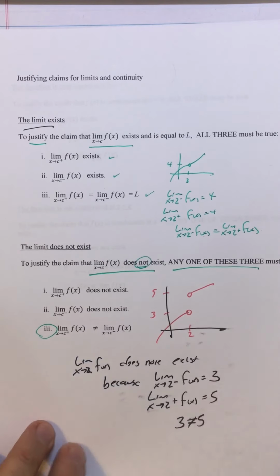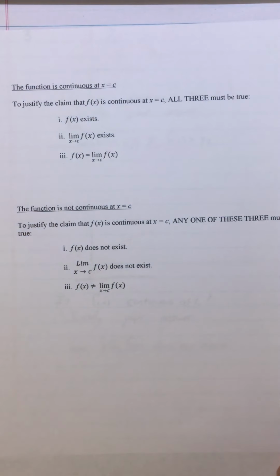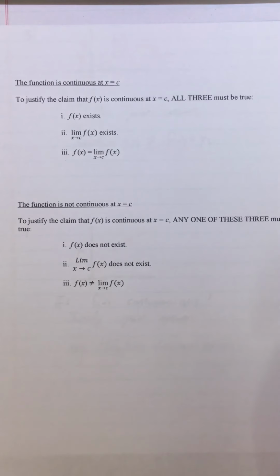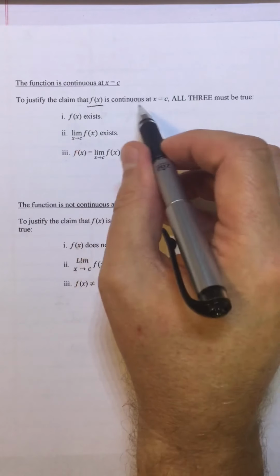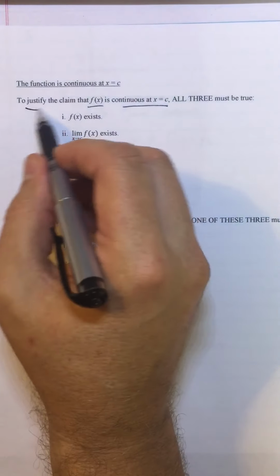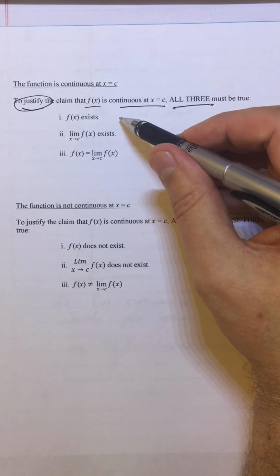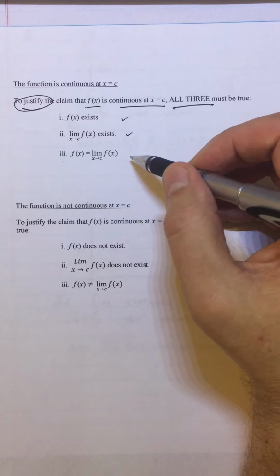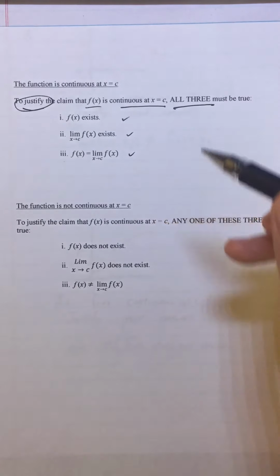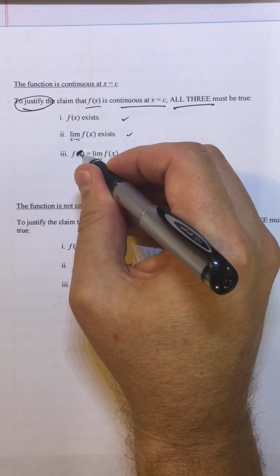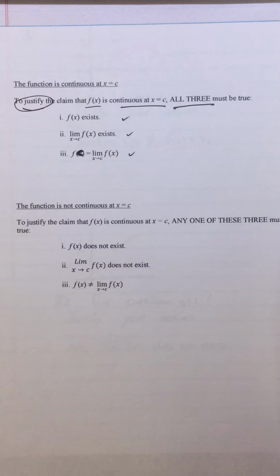Now, I want to compare that to a function being continuous. How do I justify a function is continuous? We've just done a couple of these, so I won't do additional examples. If I want to claim that f of x is continuous at x equals c, and I want to justify that, then I need to show that all 3 of these things are true. That f of c exists, the limit as x approaches c exists, and, oh, that should say f of c. Geez, I got to reprint that. f of c equals the limit as x approaches c of f of x.